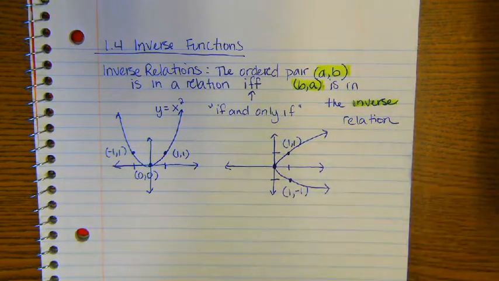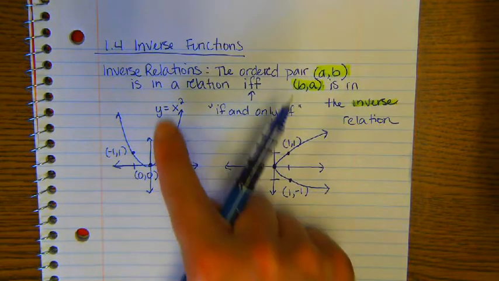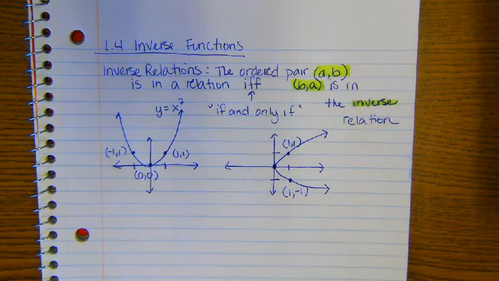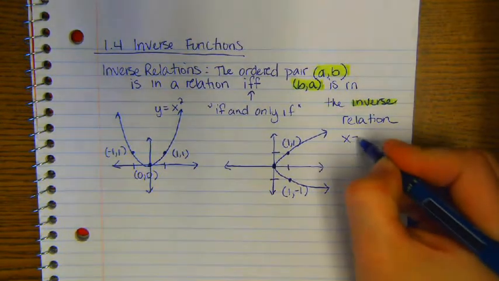I'm just trying to follow that same pattern, hopefully that makes sense to you. So, does anybody know what the equation is? If this is y equals x squared, remember I just switched the x and the y around. What do you think the equation would be for this? X equals y squared. Very nice.